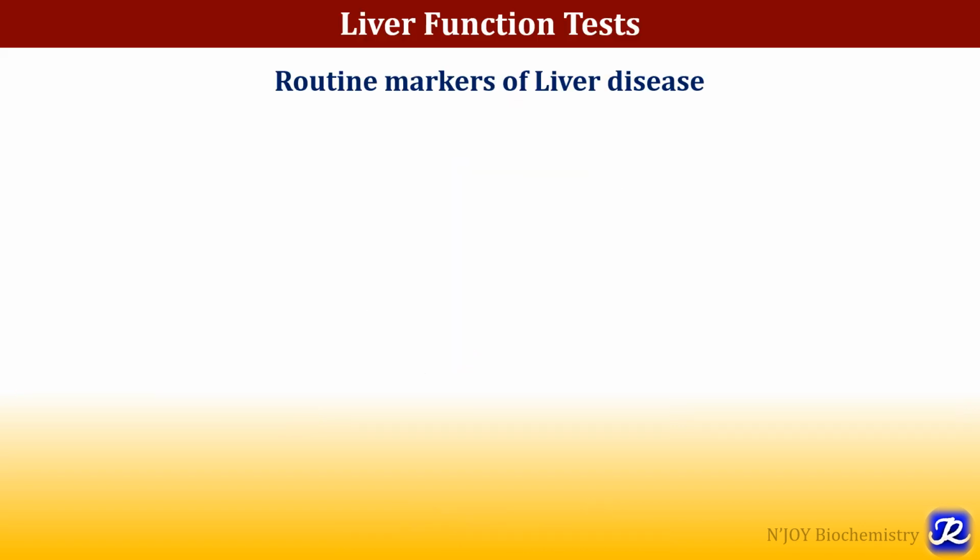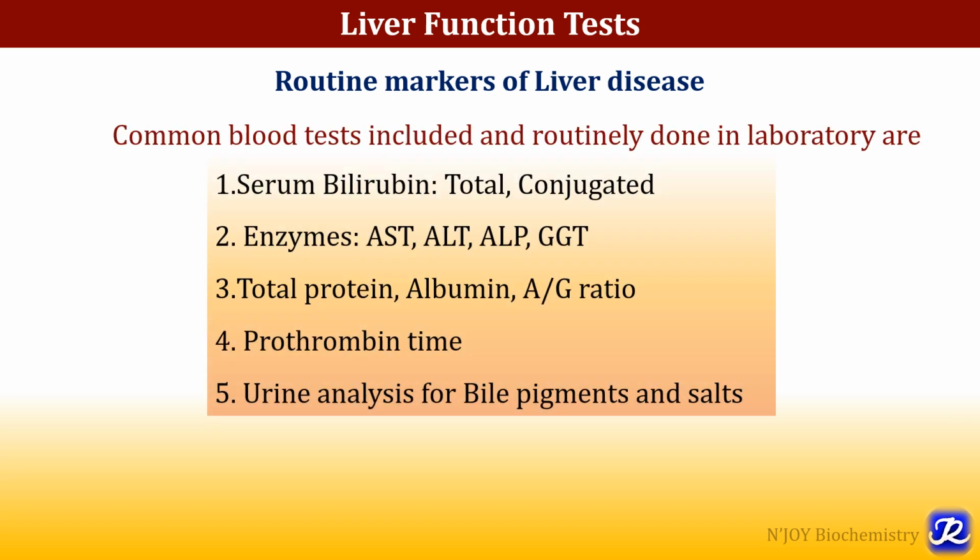The routine markers of liver disease, which are commonly known as liver function test, are estimation of serum bilirubin, that is total, conjugated and unconjugated, hepatic enzyme panel like AST, ALT, ALP, GGT, serum total protein, albumin and albumin globulin ratio, prothrombin time, and urine analysis for bile pigments and bile salts.